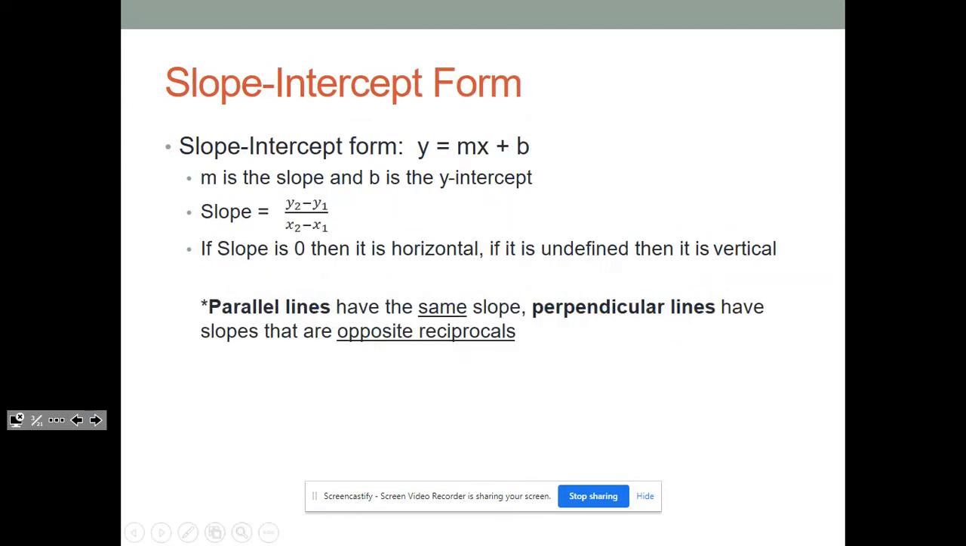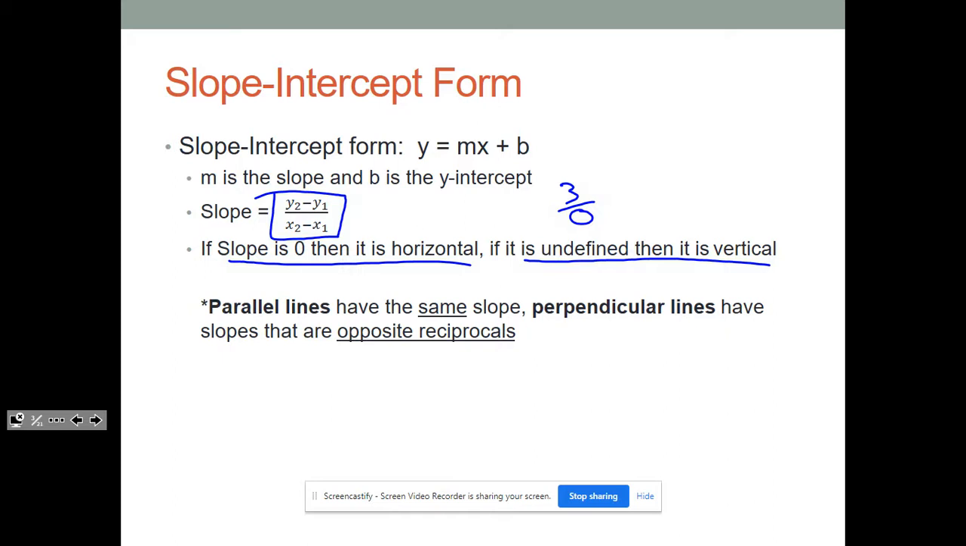Slope-intercept form, quick review. Remember, m is the slope and b is the y-intercept. The slope formula, you will need this. You probably remember it, but if not, there it is. If the slope is 0, it's a horizontal line, in other words my numerator is 0. If it's undefined, it's a vertical line. Undefined means you have something like 3 over 0, and remember, you cannot divide by 0. So that's undefined, and it's a vertical line.